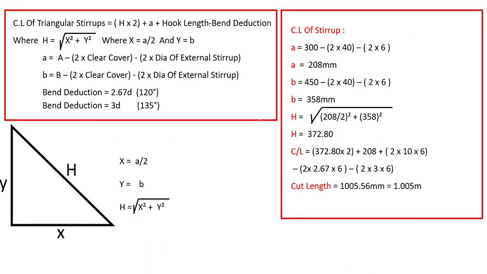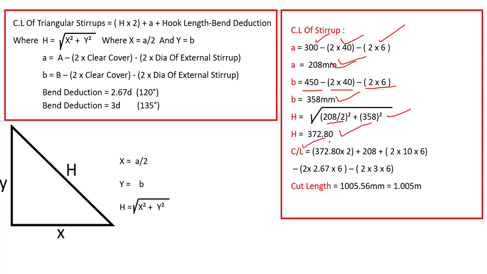So let's put the data over here in order to find out the cut length. A, we know, is 300 minus concrete cover minus dia of external stirrup, so it is 208. And B is equal to 450 minus concrete cover and dia of external stirrup, which is 358. Now we will put it in the Pythagoras theorem. It is x square plus y square, where x is equal to a by 2, so 208 by 2, plus y square, which is 358 square. And h will be equal to 372.80.